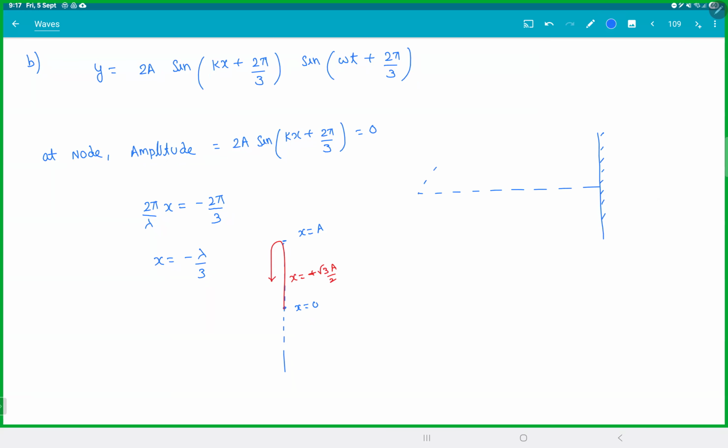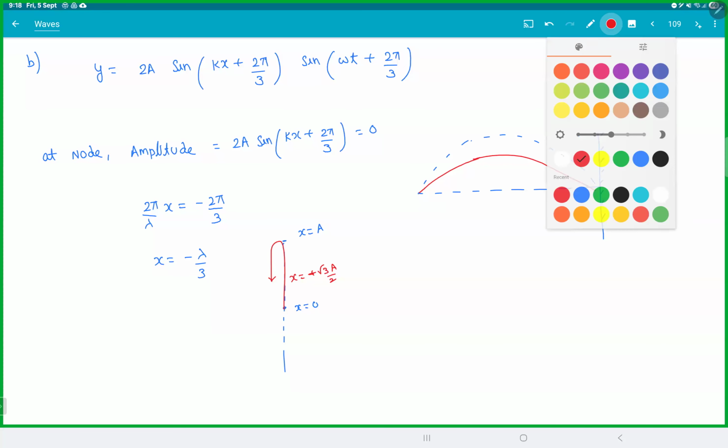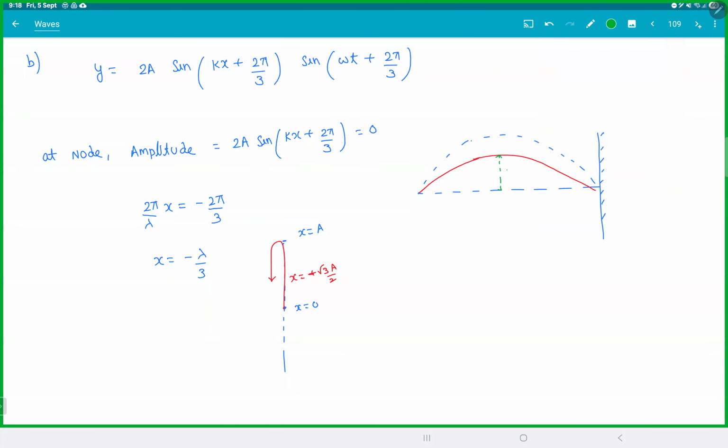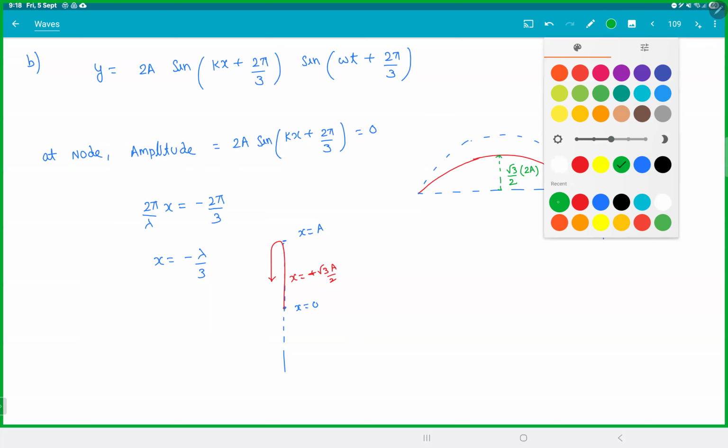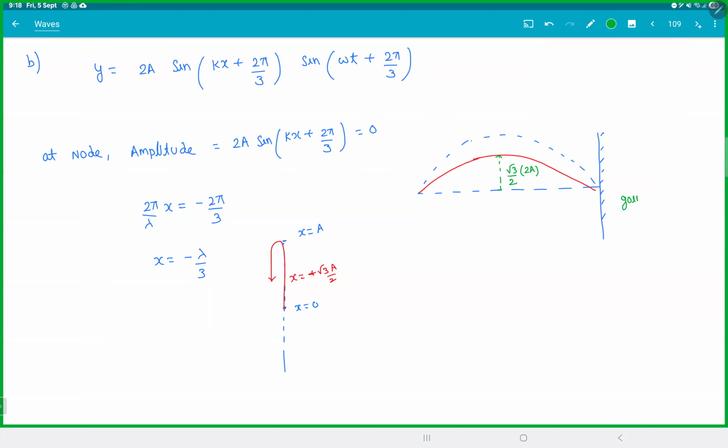That is your mean position. That is your extreme position. So your string is something like this. This guy is at a distance of root 3 by 2 times 2a, which is root 3a, going towards mean. And you're saying the node is at a distance of minus lambda by 3. So actually the origin is somewhere here, and this is x equal to lambda by 6.